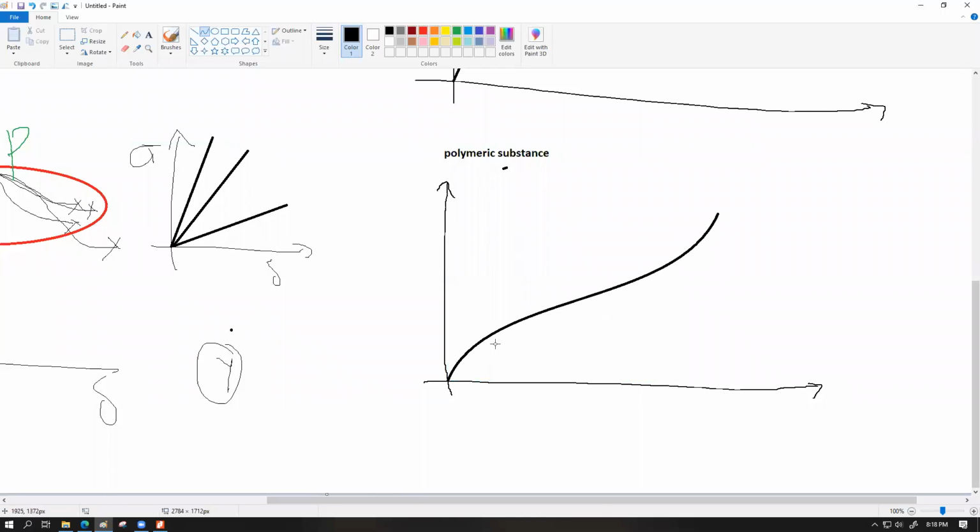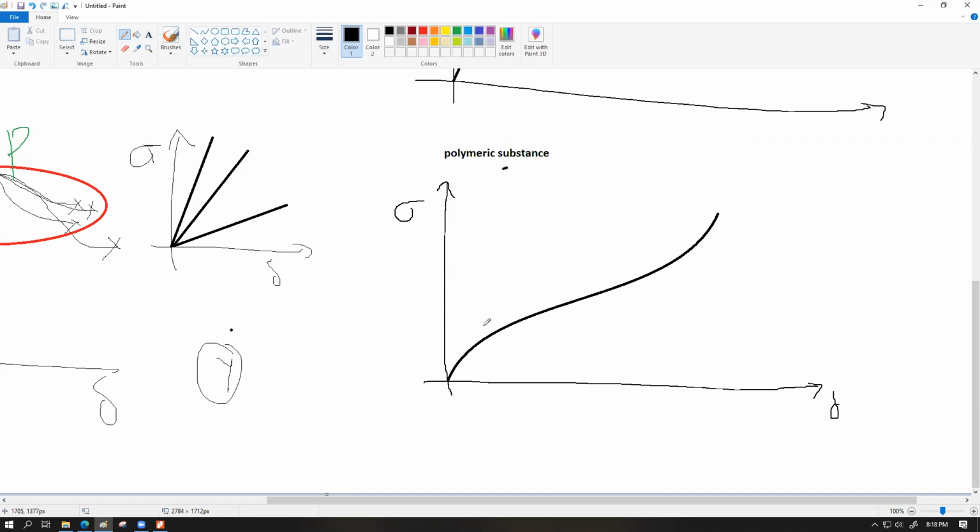Because no part of this graph, although this part apparently looks to be a straight line, is a straight line. Every single segment of this thing is a curve. So polymeric substances behave like this. What does this behavior essentially mean? I will explain this once, then I will discuss the hysteresis part, then I'm going to get back to the book problem from which I started this discussion.